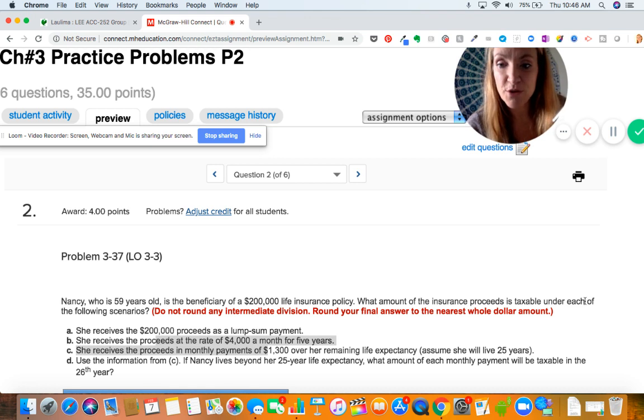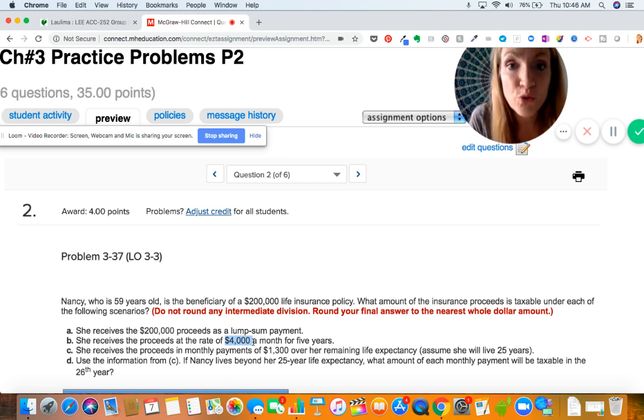what amount of the insurance proceeds is taxable under each of the following scenarios? We covered A. B, she receives the proceeds at a rate of $4,000 a month for 5 years. So that sounds a lot different than a $200,000 life insurance policy. So we need to figure out what that total is, right? Take 4,000. First, we're getting it a month for 5 years. So that's 12 times 5 to figure out the total payments. So that's 60 payments, and then times 4,000.